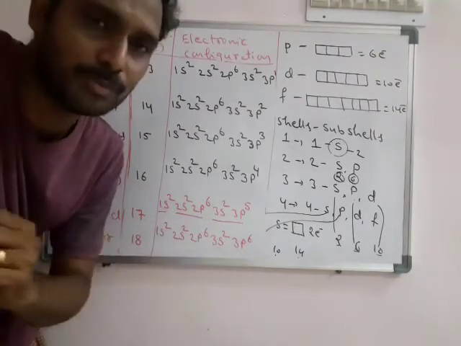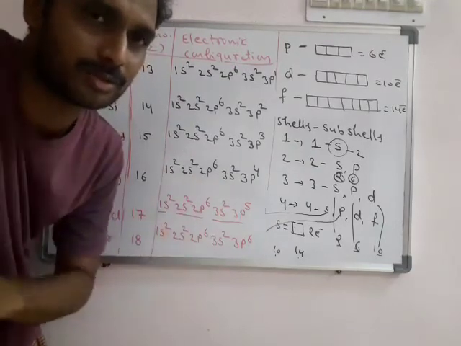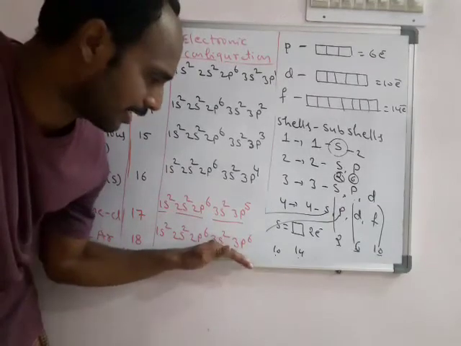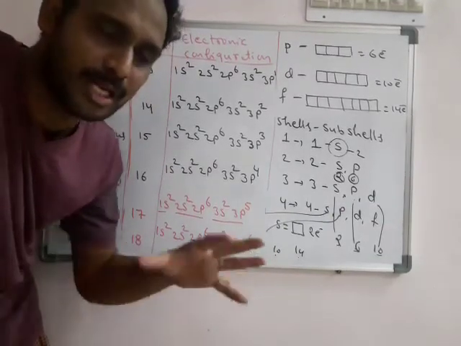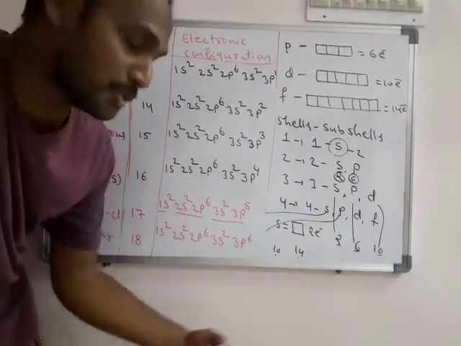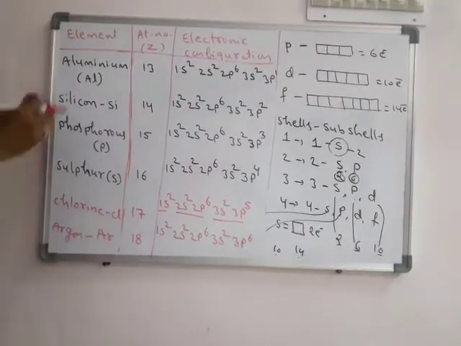But according to the Bohr-Bury rule, the last shell cannot exceed 8 electrons. The last shell, the first 8 electrons fill up over there. The next electron fills up in the next level. So the electrons fill up in the next level.